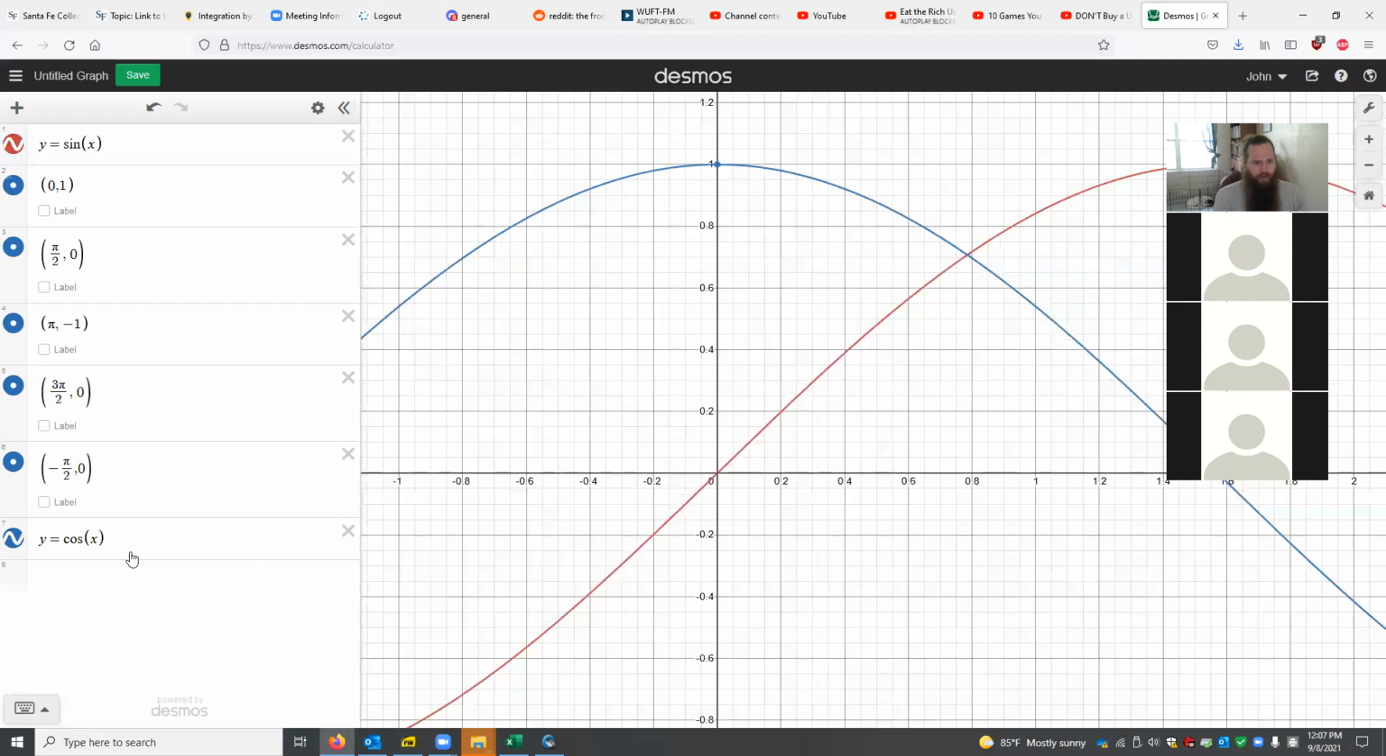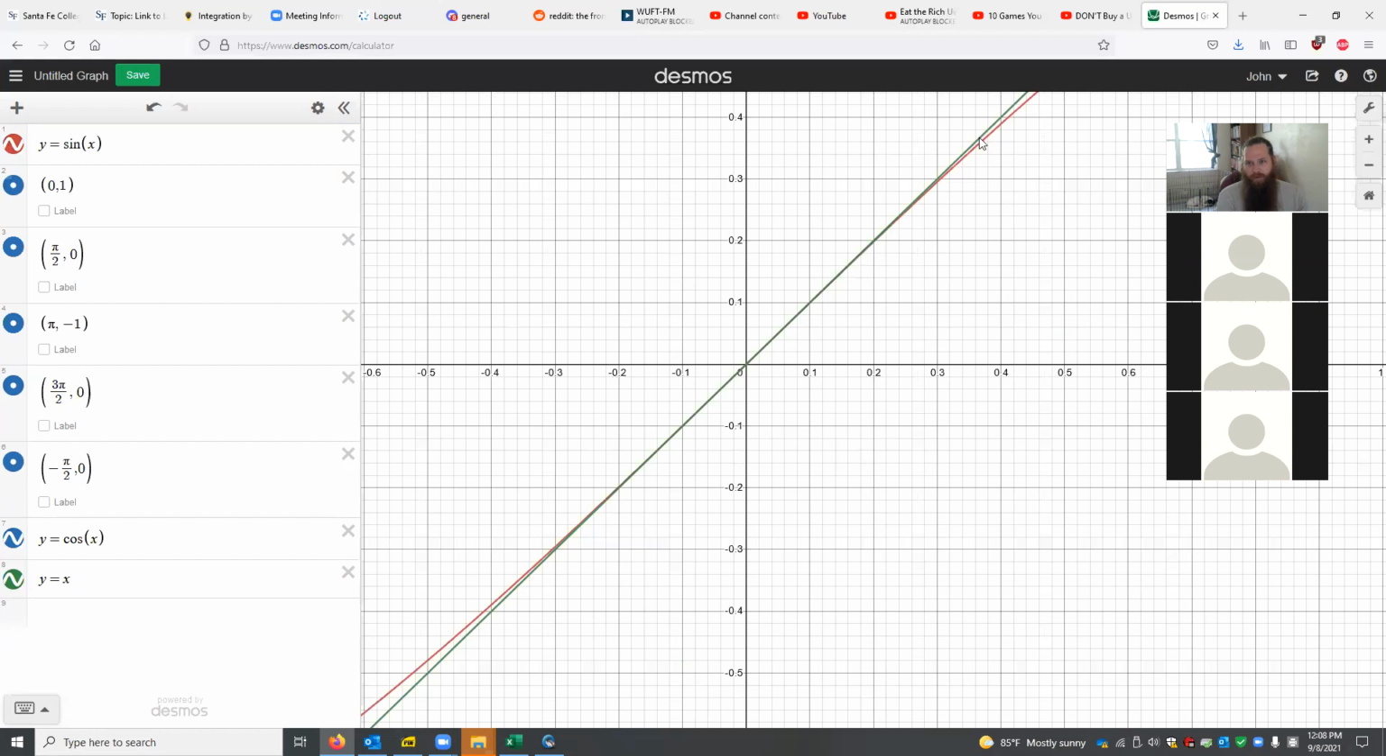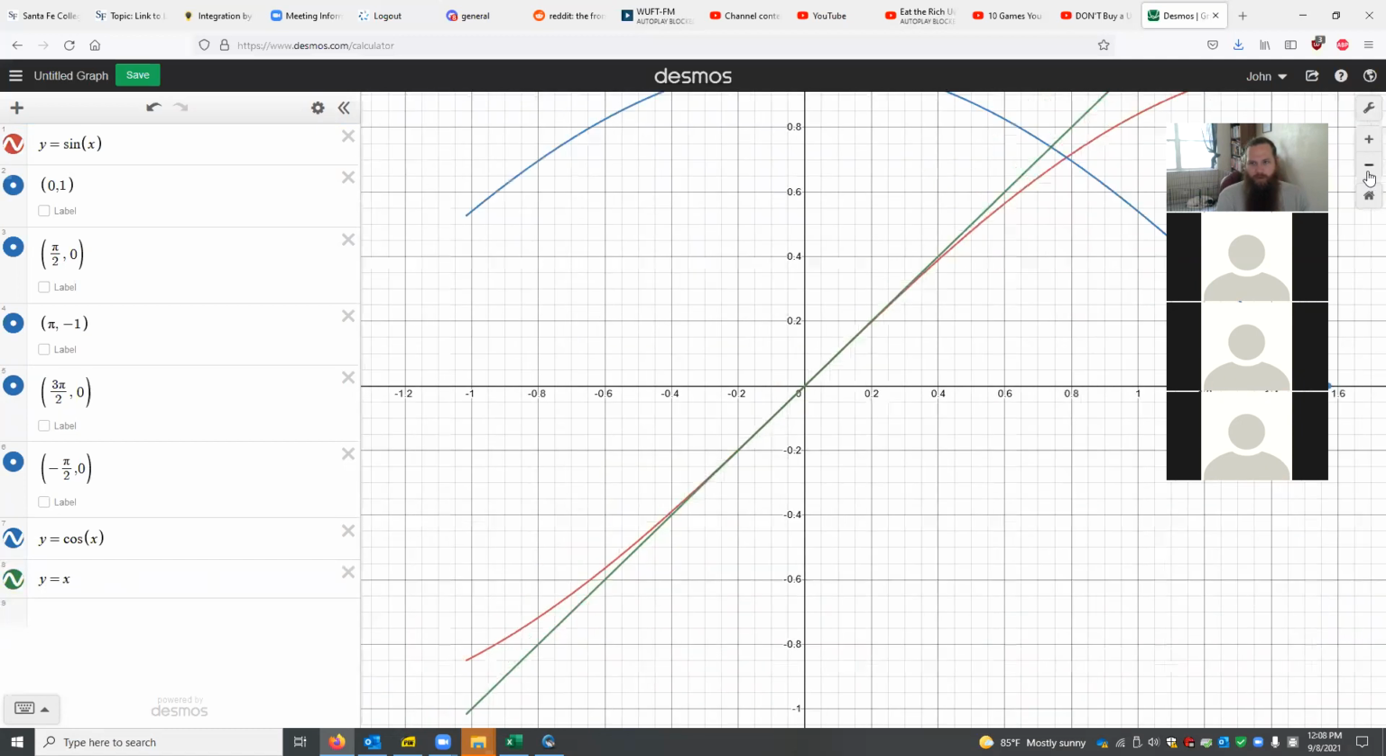Now, it is true that the tangent line to the red curve is y equals x. And if you look very closely, you'll see that the green and red actually do only touch at that one point. They're very, very close to each other nearby, but the only place they actually touch is right there at the origin. So I understand what you're saying.